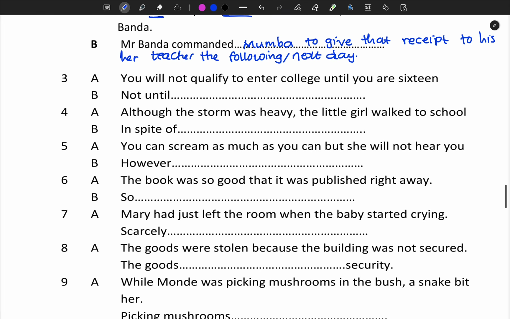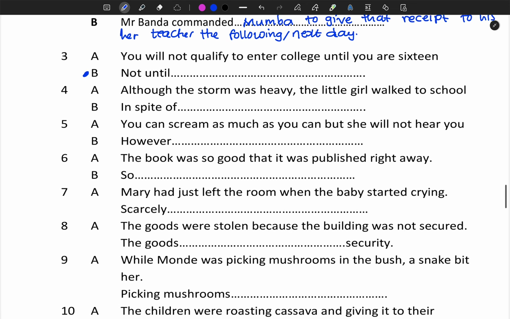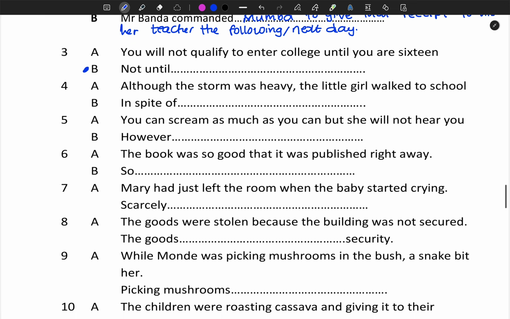Then we have question 3. You will not qualify to enter college until you are 16. I'm not going to answer this one. I want to hear from you guys since we've looked at a sentence with not until. Let's go to question number 4. Although the storm was heavy, the little girl walked to school. In spite of, I'm going to skip this one also. We did a similar one, so give it a try.